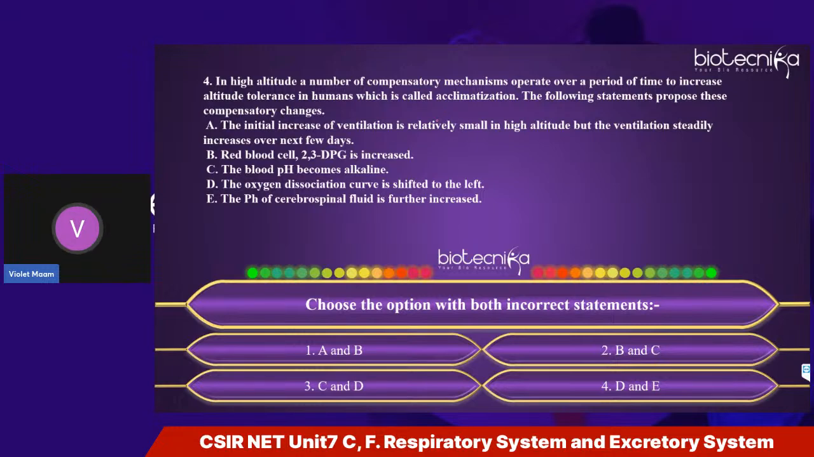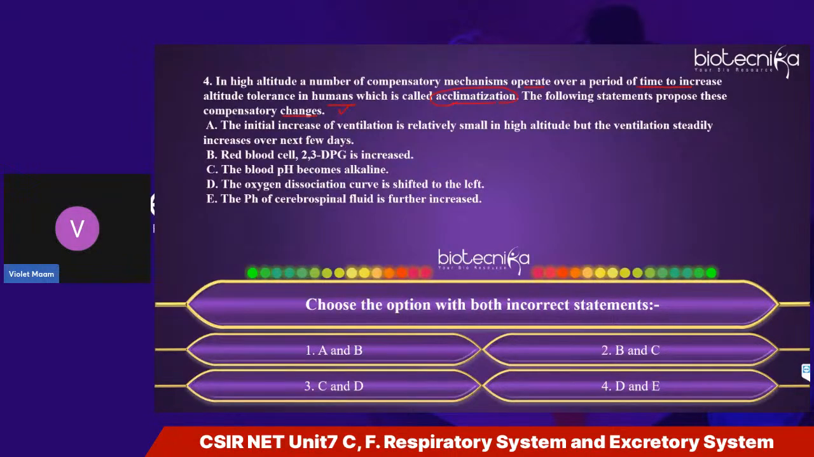Okay, let's move on to the fourth question. In high altitude, a number of compensatory mechanisms operate over a period of time to increase altitude tolerance in humans, which is called acclimatization. So the following statements propose these compensatory changes. Many times they ask questions related to acclimatization, so we'll see a few more questions related to it. Here it is a statement based question. It means that when people go to high altitude, certain changes occur. That is why we get acclimatized to the high altitude where there is less oxygen.